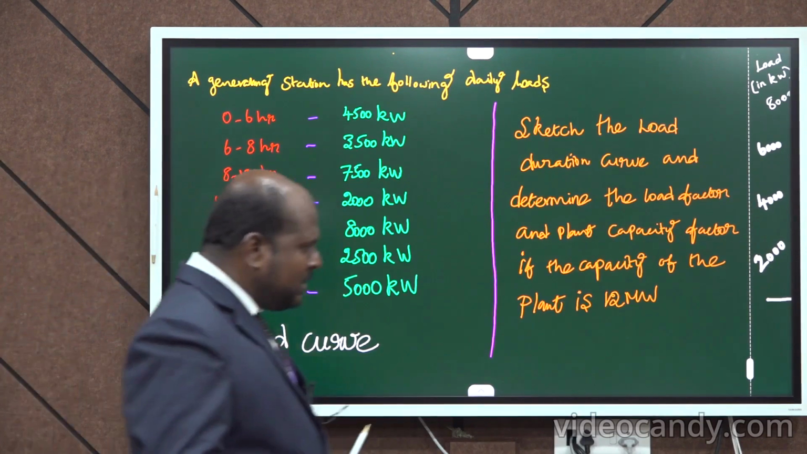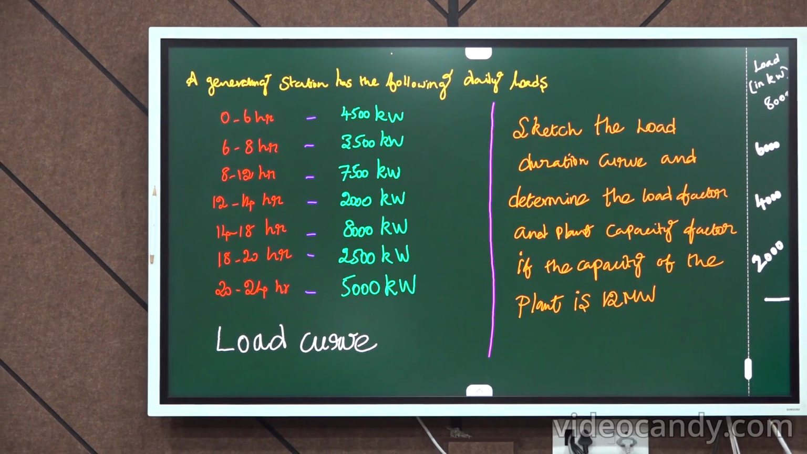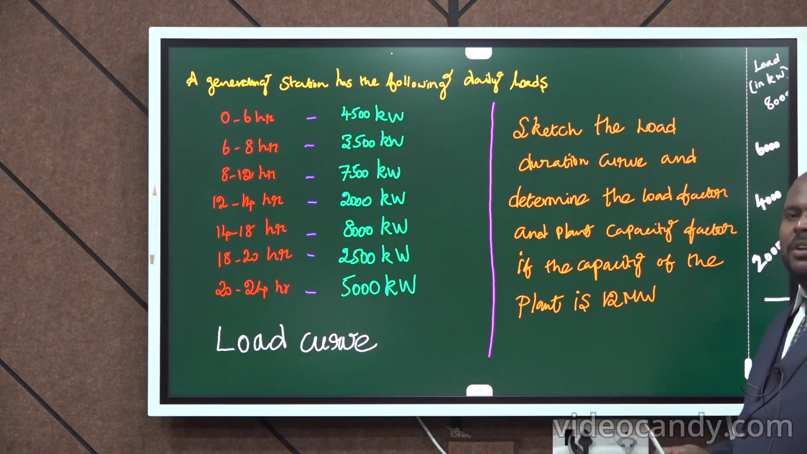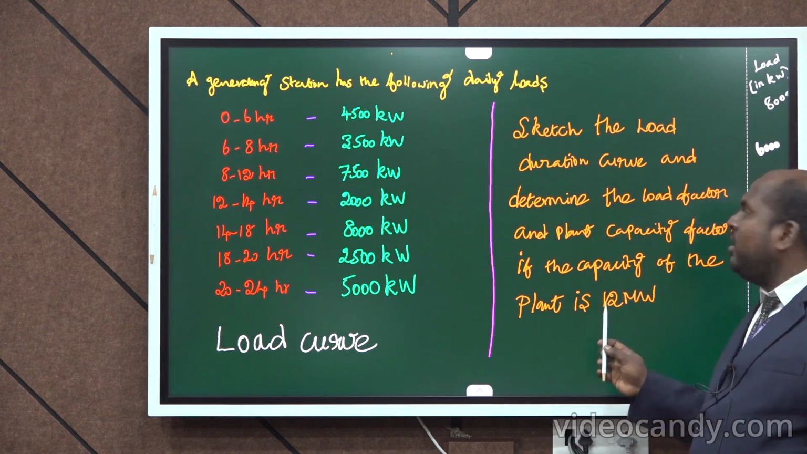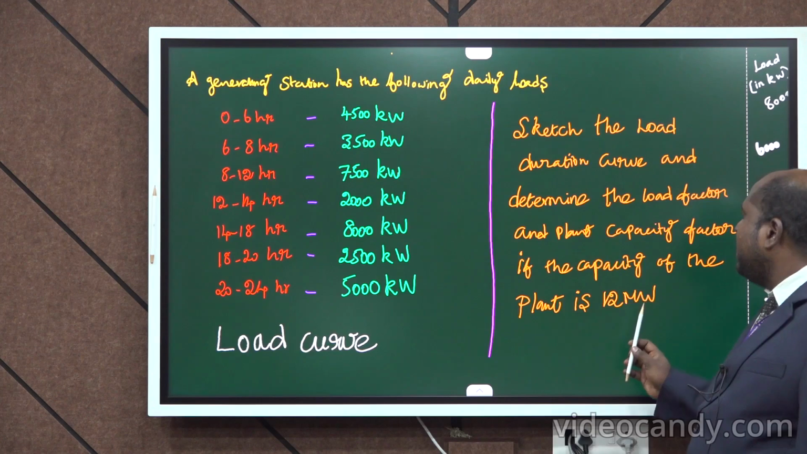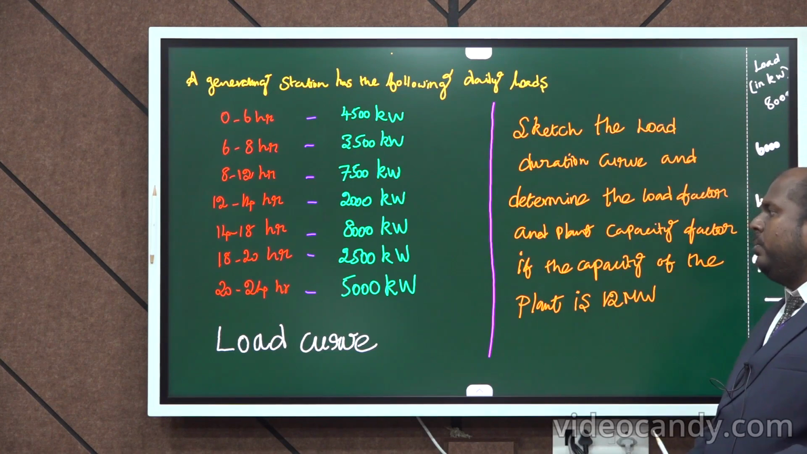So the problem begins this way. Sketch the load duration curve and determine the load factor and plant capacity factor if the capacity of the plant is 12 megawatt. In this we are going to discuss finding the load duration curve along with the load factor and the plant capacity factor. So we are going to begin this way.